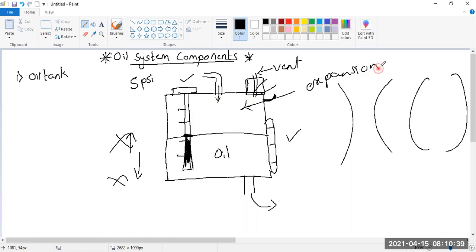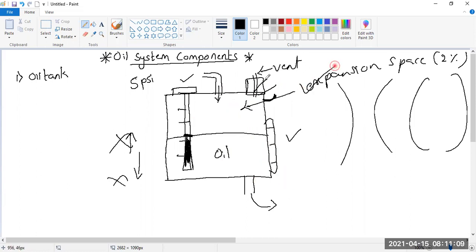This is a DGCA question. Expansion space is for any tank 2% of the tank capacity. That means suppose this tank can hold 100 liters of oil, I'm just taking an example. Then 2% of 100 is 2 liters. So you should have a gap of 2% over here. If it can store 1000 liters, I should have a gap of 2% of 1000, which is 20 liters. Understood? That is the expansion space.